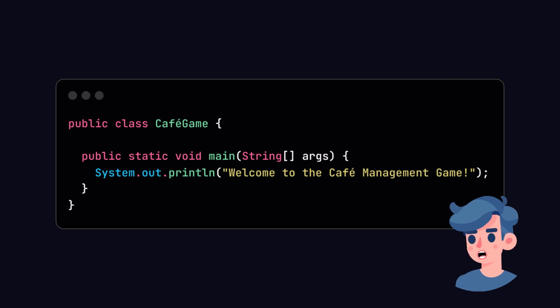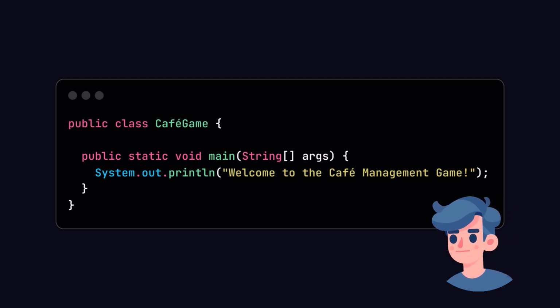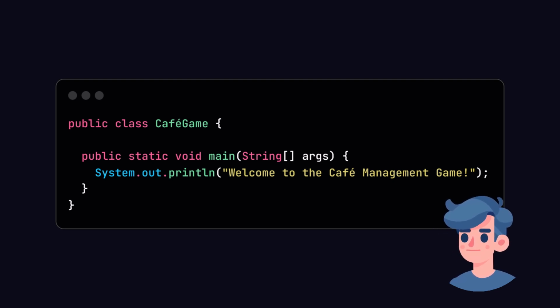Next, we'll need to create a main class for our game. By convention, we will name this class CafeGame. Let's open our IDE and create a new Java class named CafeGame.